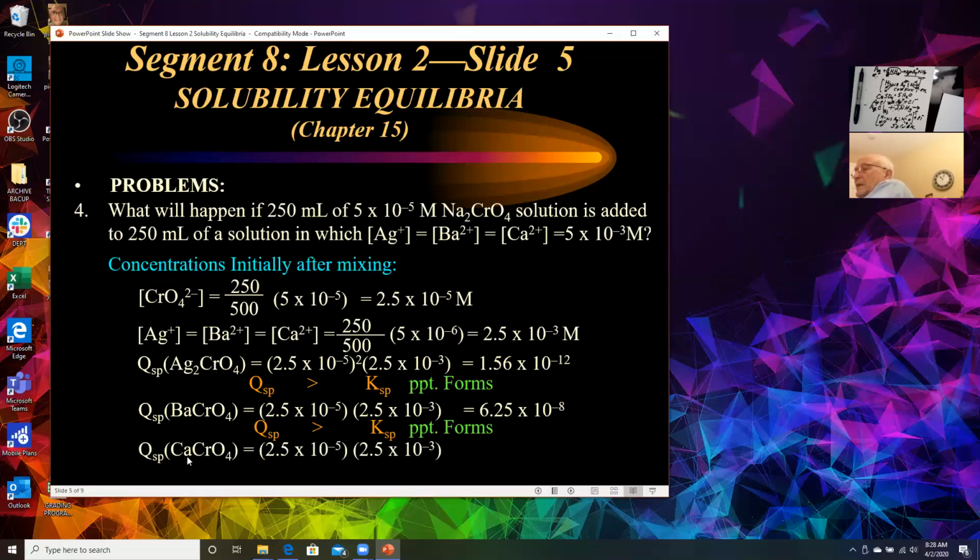For calcium chromate, it's still 1-to-1, so we're going to get the same value for the QSP. But in this case, the QSP is less than the KSP for calcium chromate. So when I mix these 2 solutions together, we will get a precipitate. It'll be a mixture of silver chromate and barium chromate, but the calcium chromate would remain in solution. So if I centrifuge this down, took off the liquid and evaporated it, I'd get the calcium chromate that was in the solution.